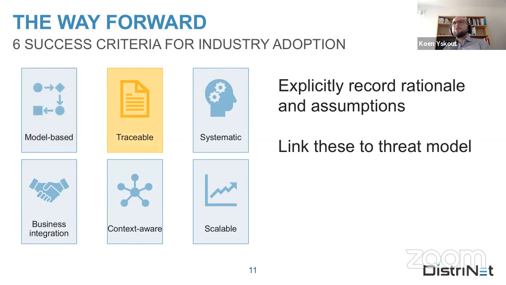The second criterion is that your process is traceable. So we think it's essential that you can explicitly record the rationale and assumptions and link these to the threat models, because these contain very important information about threats that you do and don't consider. So this should be explicitly recorded and not remain in the head of one of the experts that does the exercise.